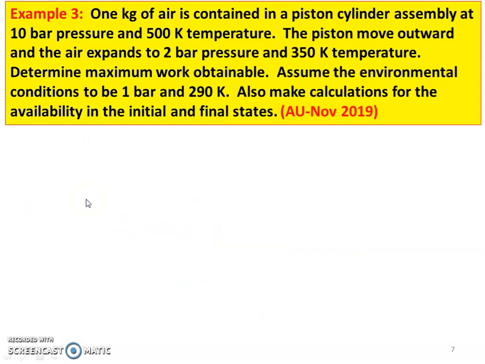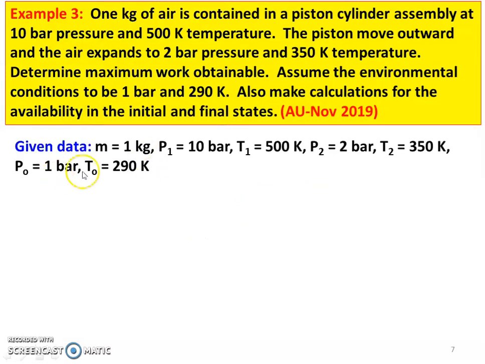Next, example number 3. 1 kg of air is contained in a piston cylinder assembly at 10 bar pressure and 500 Kelvin temperature. The piston moves outward and the air expands to 2 bar pressure and 350 Kelvin temperature. Determine the maximum work obtainable. Assume the environmental conditions to be 1 bar and 290 Kelvin. Also calculate the availability in the initial and the final state. This is the November 2019 question paper.